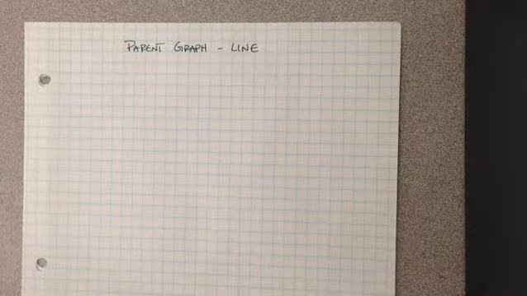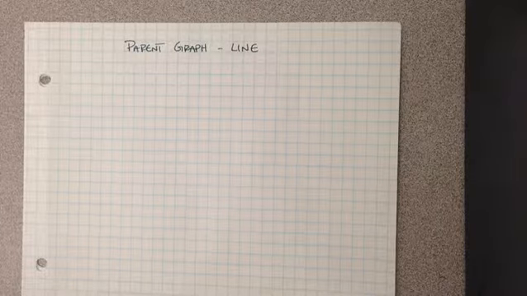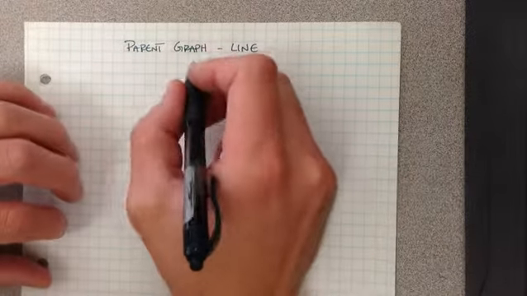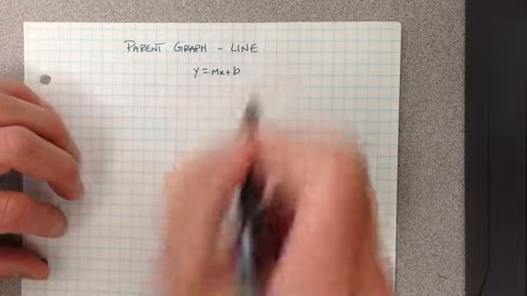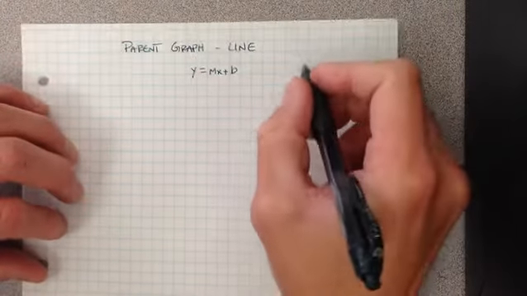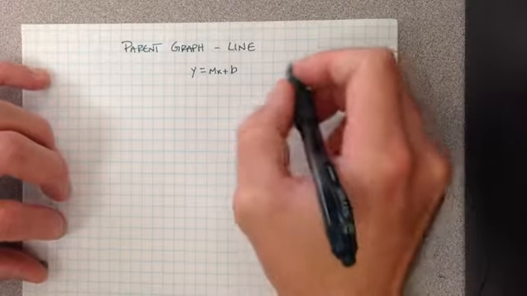Hi there, today I'm going to talk to you about a parent graph. This parent graph is going to be of a line. The general form of this equation is y equals mx plus b. In this equation we have an x and a y value.